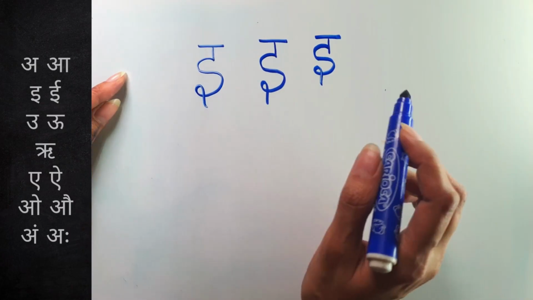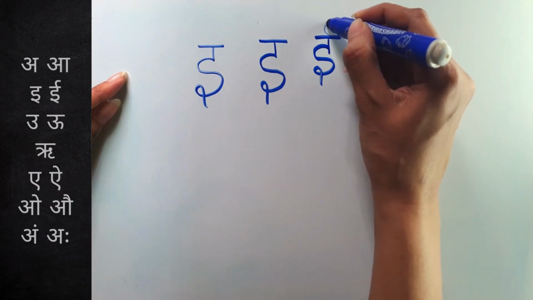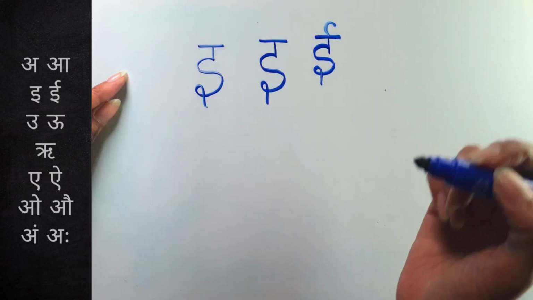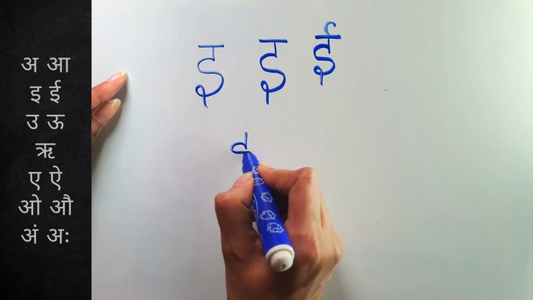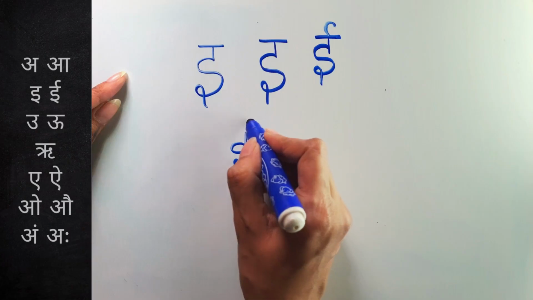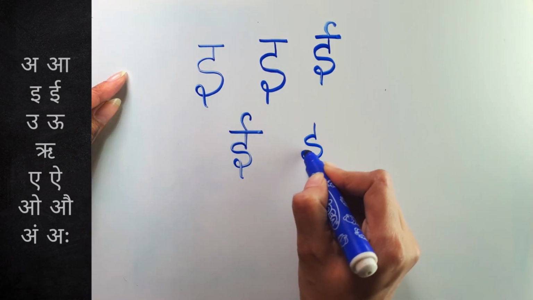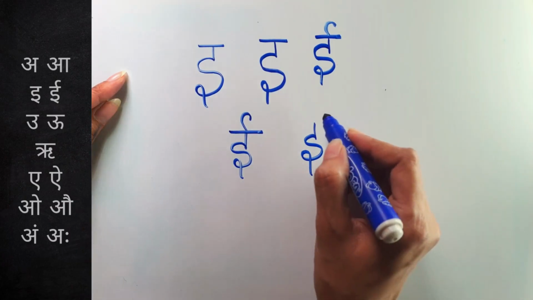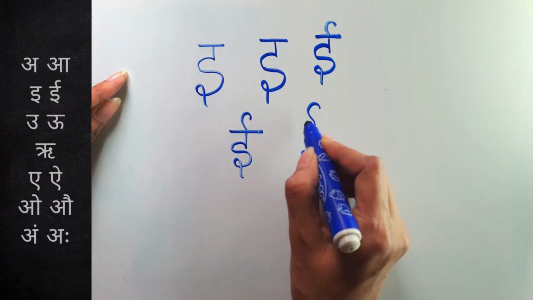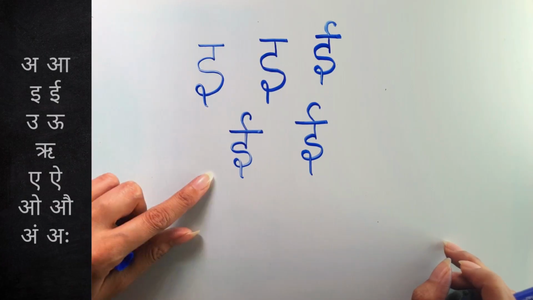Now the badi E. For that, all we will do is make the same thing, but add this at the top. Vertical line, an S sort of a thing, a loop, and then pull it down, like that. That's E. So this is I and this is E.